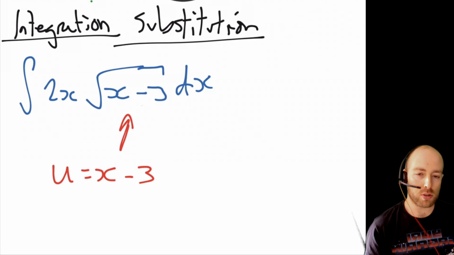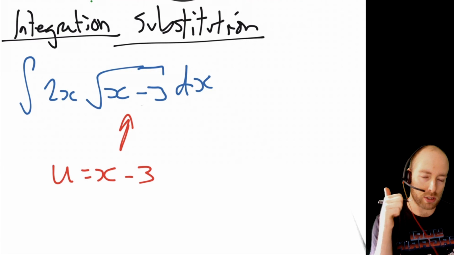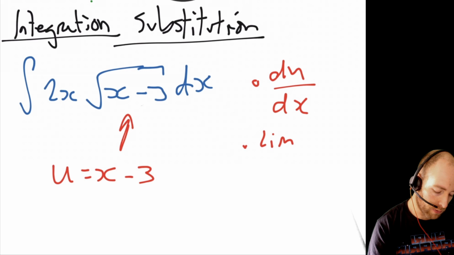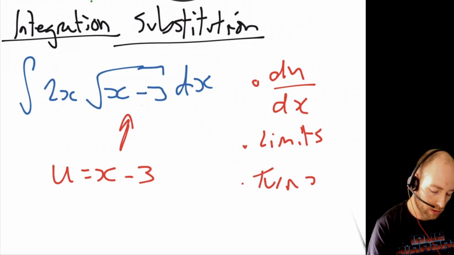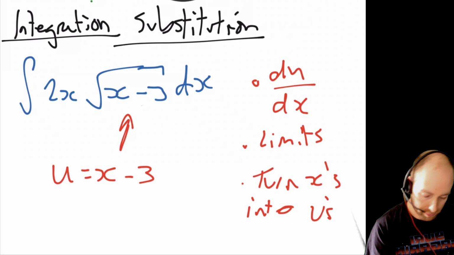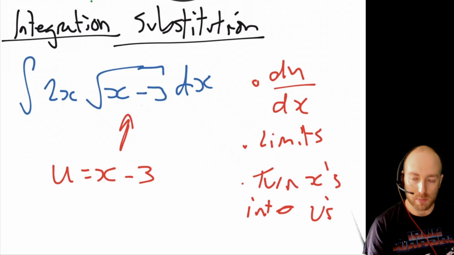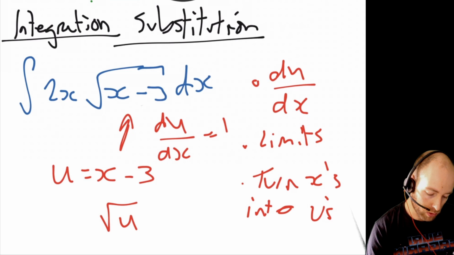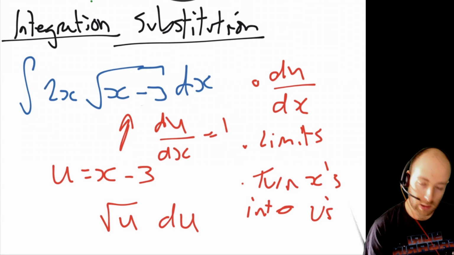So once you've got your substitution, you need to find dx du or du dx. So du dx. Find the new limits if there are any. And then turn x's into u's. So u is x minus 3 in this case. We're going to get root u. Du dx is 1, so I know that dx is du.